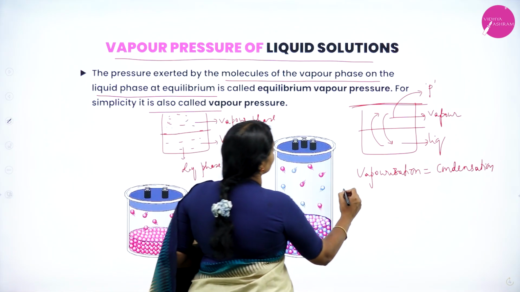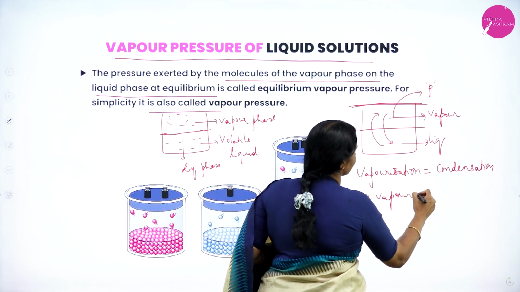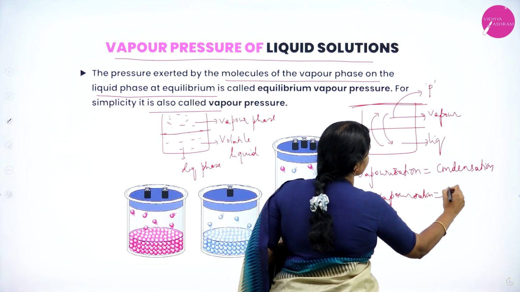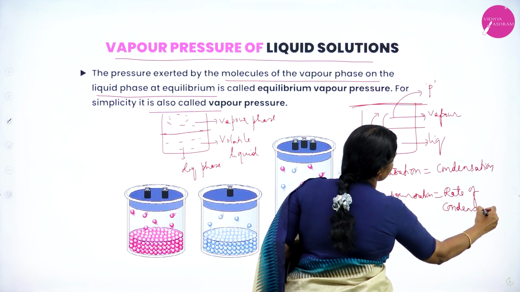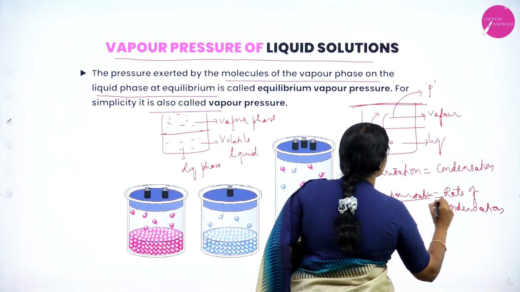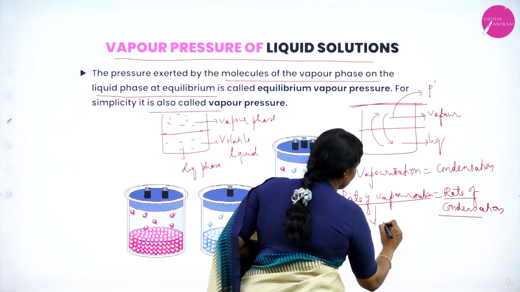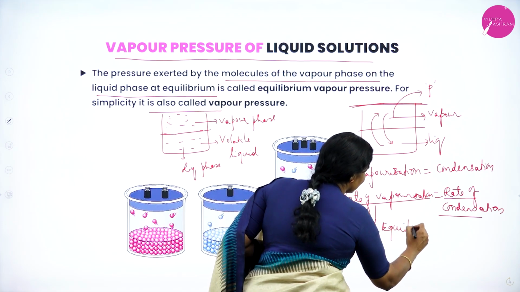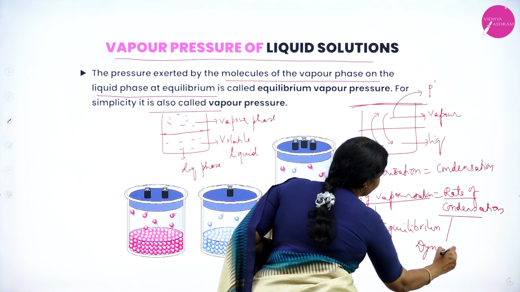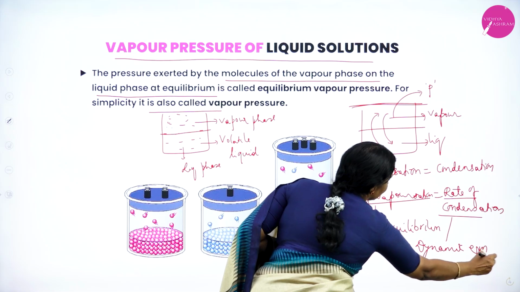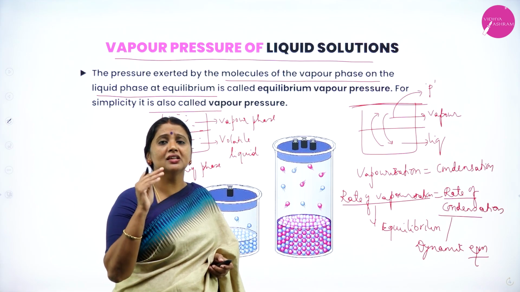At any stage, the rate of vaporization is equal to the rate of condensation. That stage is called equilibrium, or it is called dynamic equilibrium.